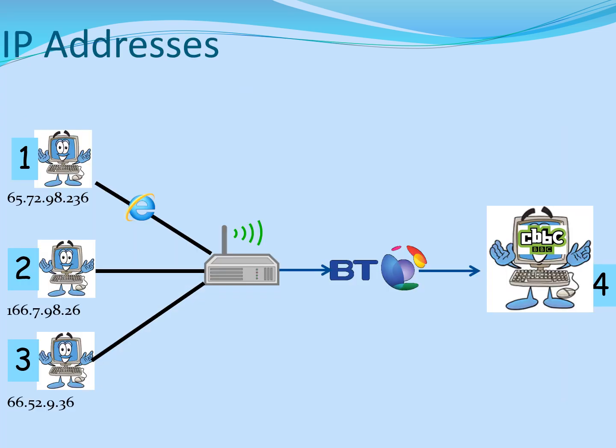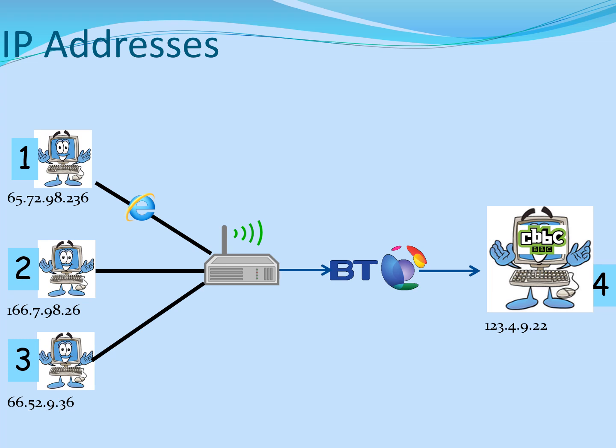So computers use IP addresses to communicate with each other. You can see we've got four computers here, each with its own IP address. If computer 1 wanted to access the CBBC website, it would send a packet of information to the CBBC computer, because the packet would have the CBBC's IP address, so we know where to send it. And computer 1 would also send its own IP address as well.